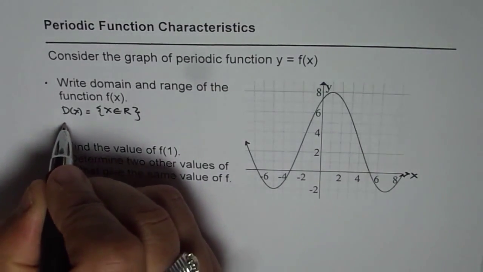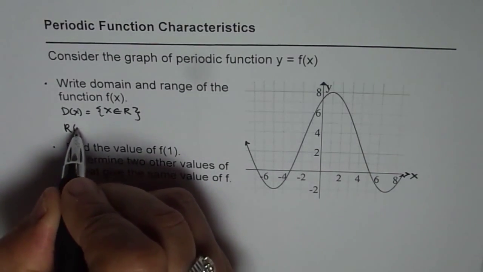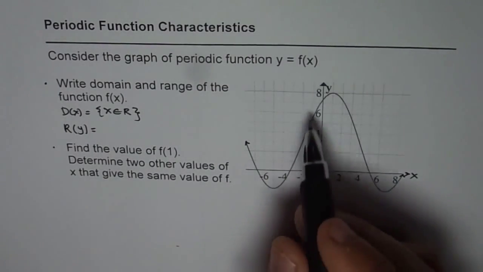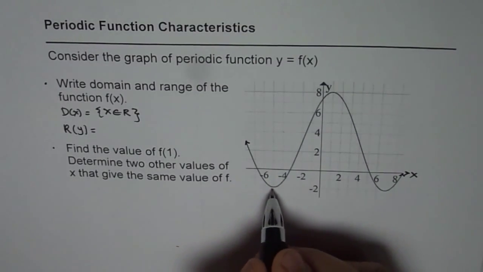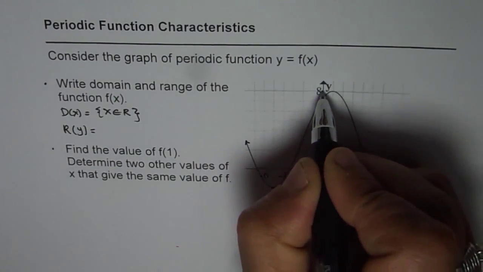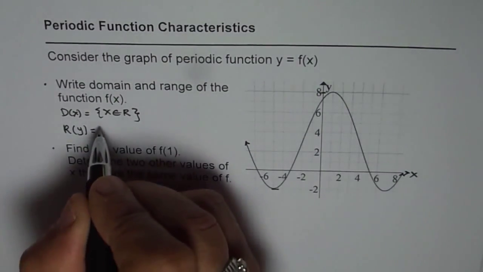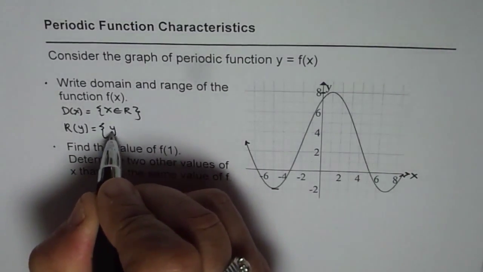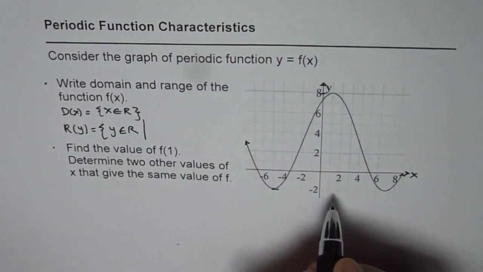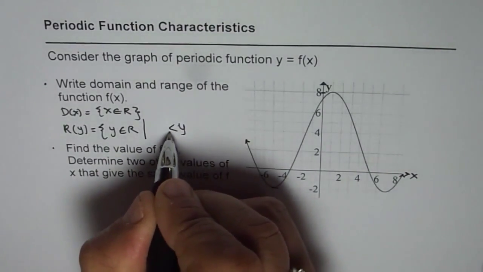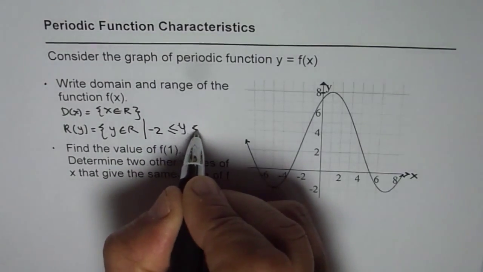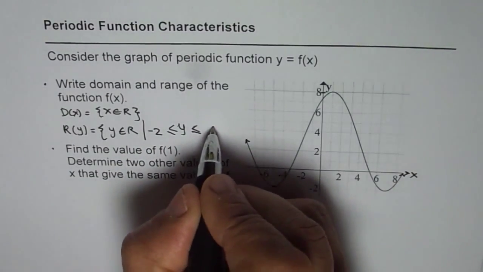Now to find the range, we have to see the maximum and minimum value. This graph is a continuous graph with minimum at -2 and maximum at 8, and therefore we can write the range as y belongs to real numbers, since it is continuous, where y is greater than or equal to -2, the minimum value, and less than or equal to the maximum value of 8.